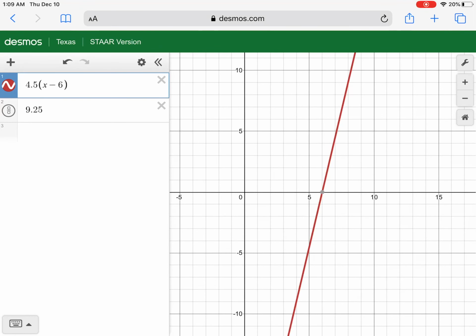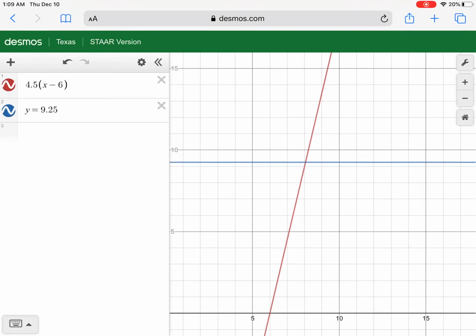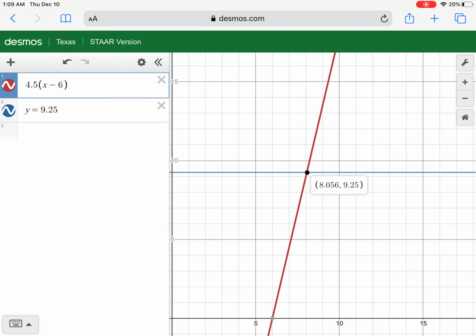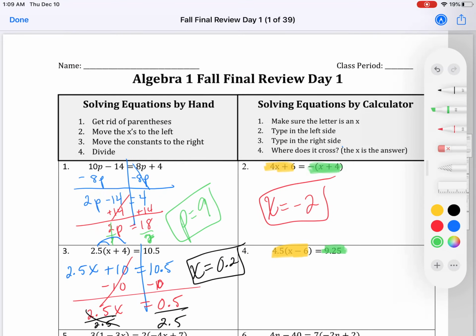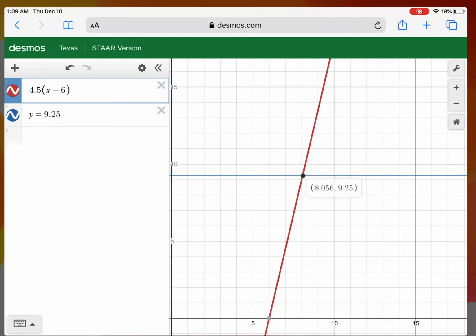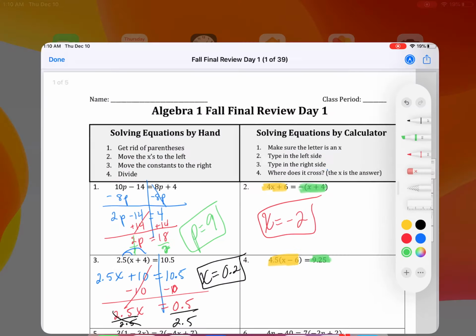Now when I zoom out, what I notice is that the only thing that I see is one red line. So the first line graphed, but the second one did not. If your second line doesn't graph, the way we make it graph is just write y equals. Now we have a blue line, and we have a red line. The answer is the ordered pair where they touch. This one's very ugly. Let's make sure I wrote that right. 4.5 and then 9.25. Yep, that's right. So the answer is the x, which is the first number, which is 8.056.